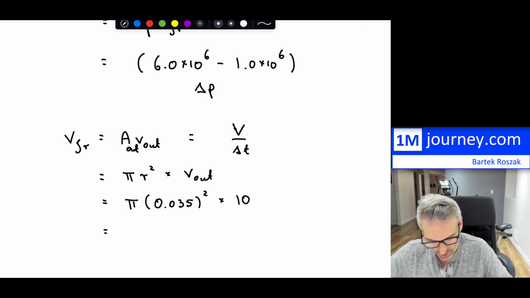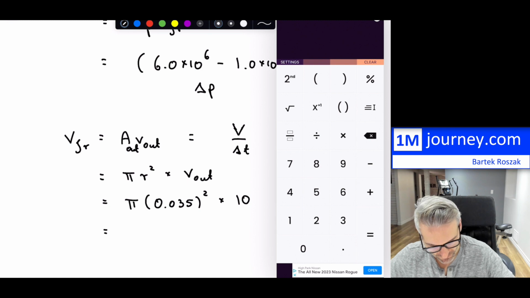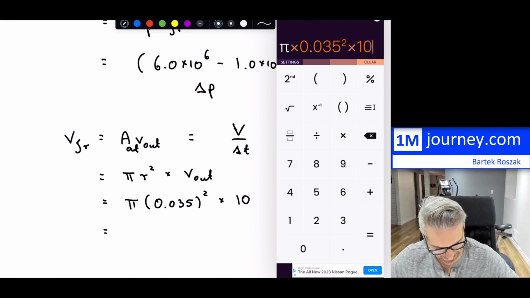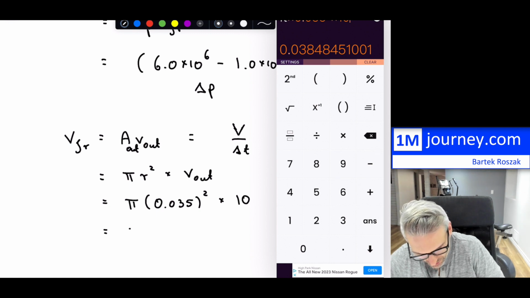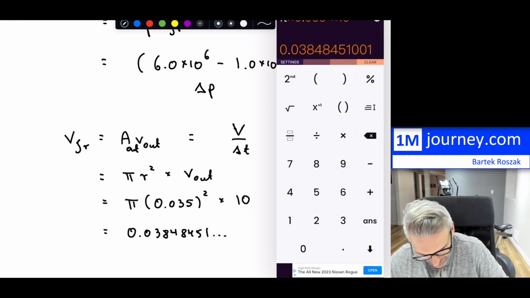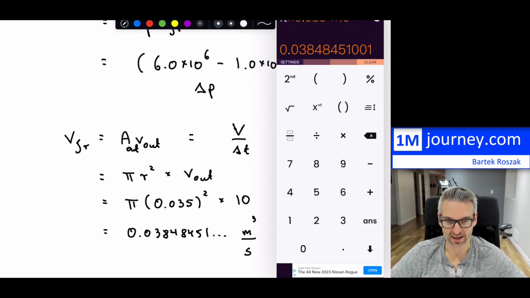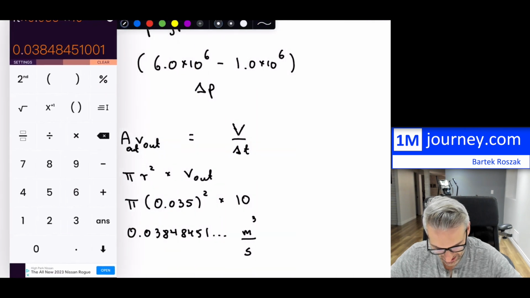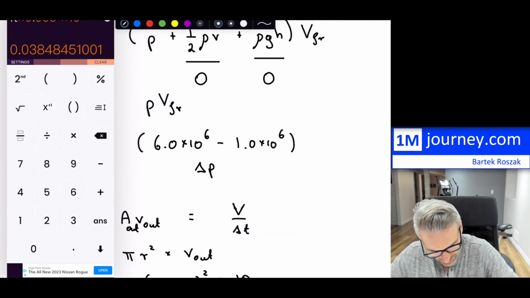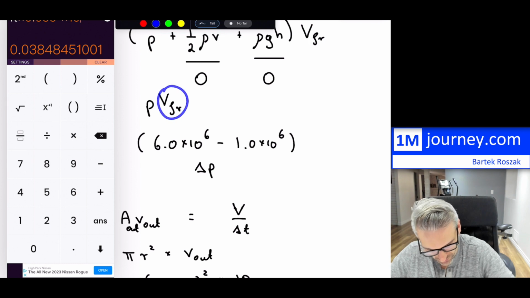Now, of course, this is just the total volume divided by the change in time that we have. So if I calculate all of this through, I'm going to take pi times 0.035, square that, and multiply it by 10. So we have approximately, this is the volume flow rate. Now, please remember, this shouldn't necessarily be a very big number because it is meters cubed per second, as long as you kept everything in SI units. So I'm going to keep that on the calculator because I'll need it in order to multiply it over here.